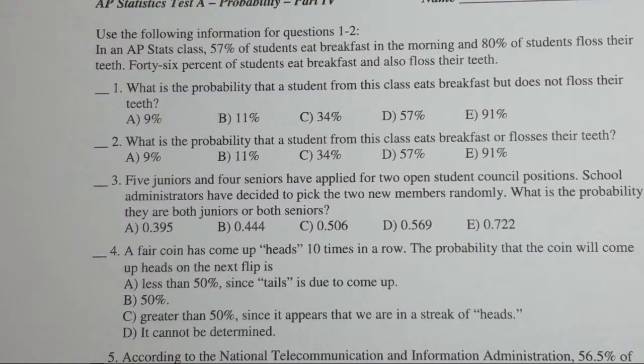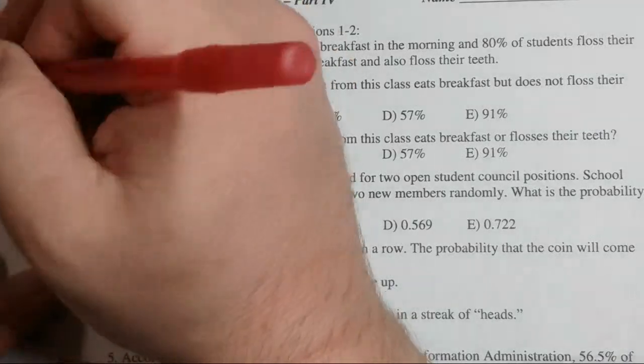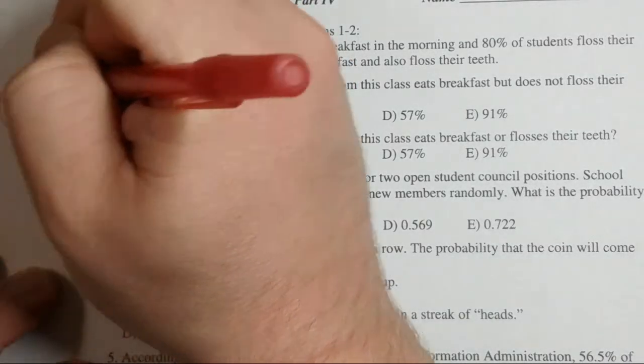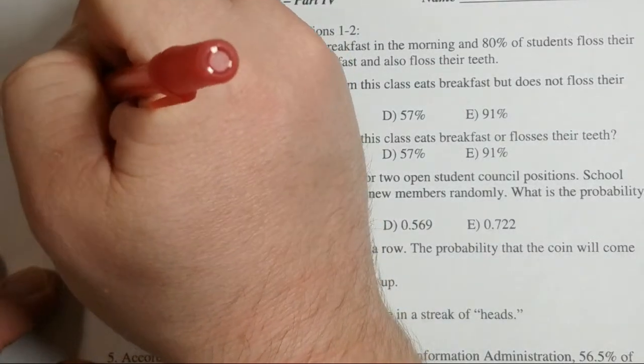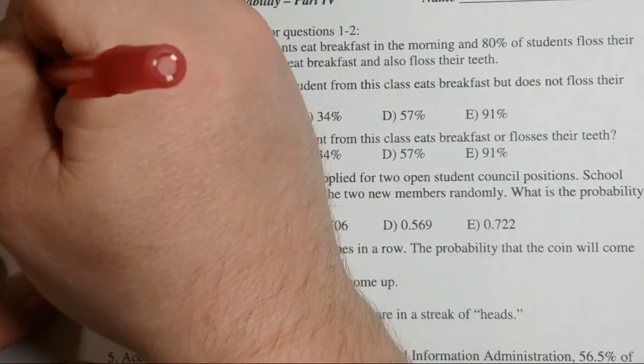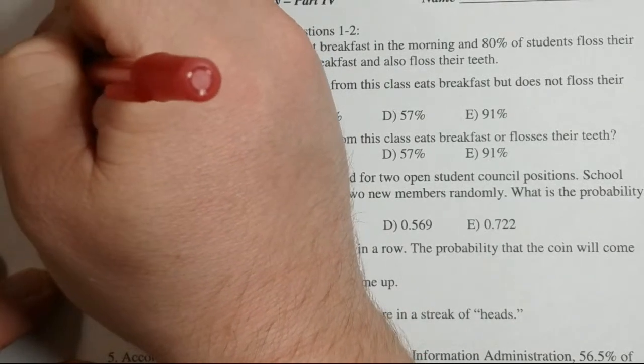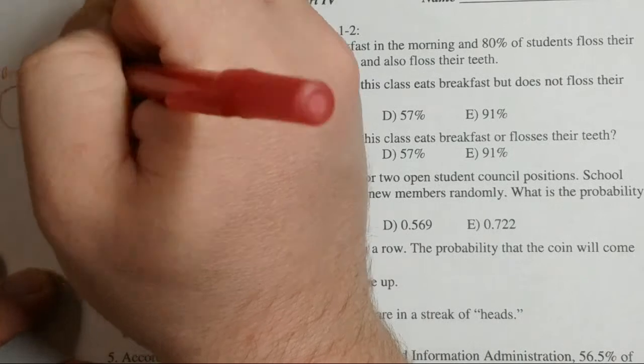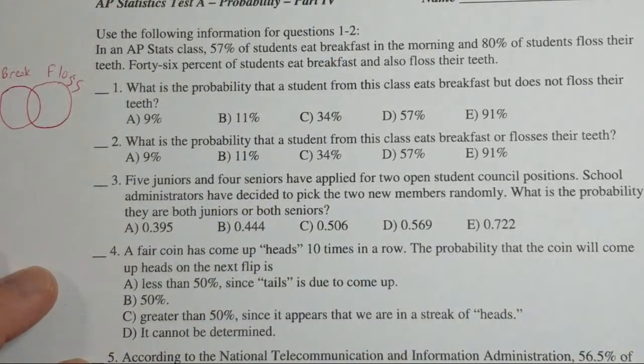What was incredibly helpful with a problem like this, if you are able to create one, is to create a Venn diagram. Now I'm going to try to create a little bit of a Venn diagram to the side right here, in which one of those circles would represent breakfast and one of those circles would represent flossing. There we go. Move that over just a tiny bit.